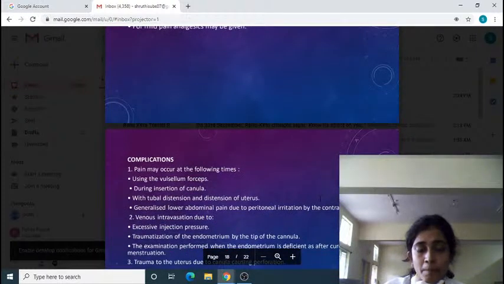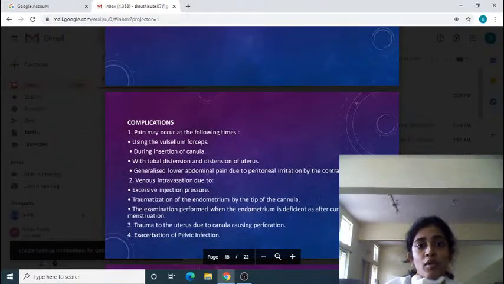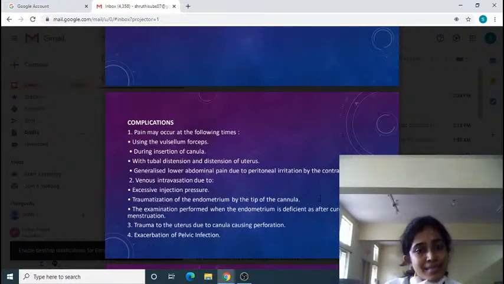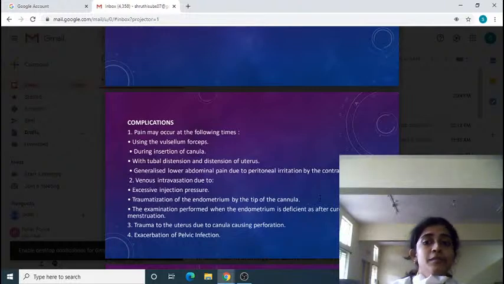Now, what are the complications? Pain may occur at the following times. One is when using the volsellum forceps. Okay, so during the insertion of the cannula, with tubal distension and distension of the uterus. Generalized lower abdominal pain can be present because of the peritoneal irritation, which is caused by the contrast media because of the free intraperitoneal spillage, if present, through the patent fallopian tubes.